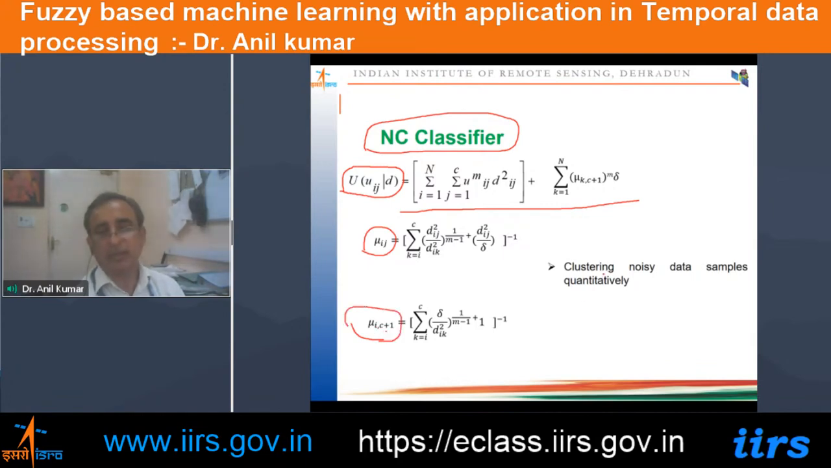So this clusters noisy data samples quantitatively. This means the PCM handles the noisy pixels, but it will not tell you where they are or how many noisy pixels there are. But in NC, it creates an extra layer, and the extra layer holds the membership value of the noisy pixels. So it quantifies the noisy pixels very nicely. That's the advantage of noise clustering. It was again designed unsupervised, but we can use it supervised if we have training data.